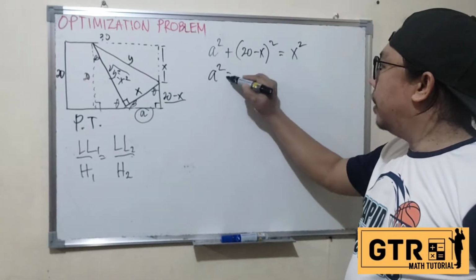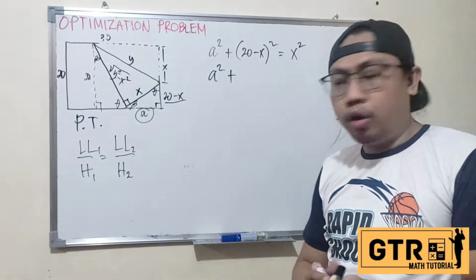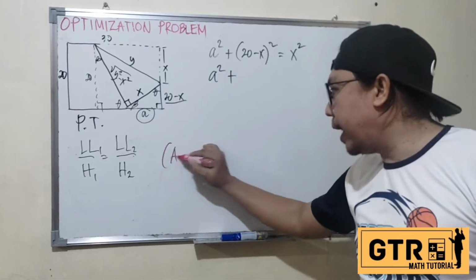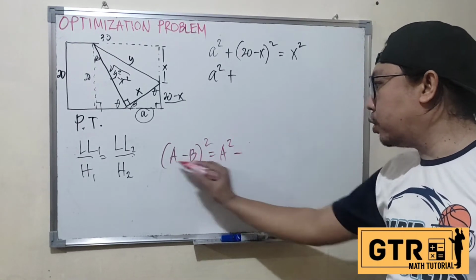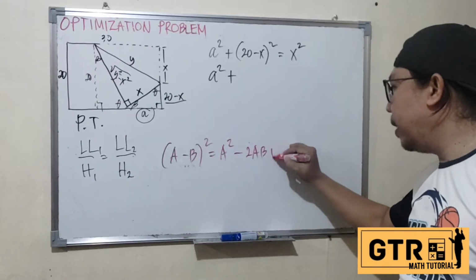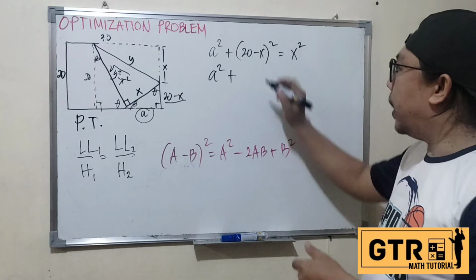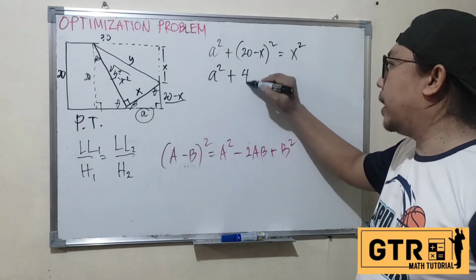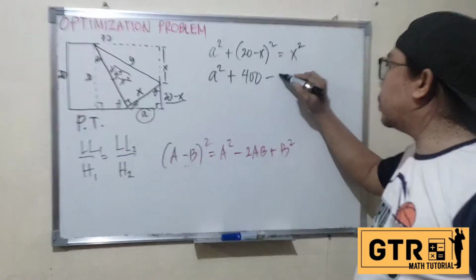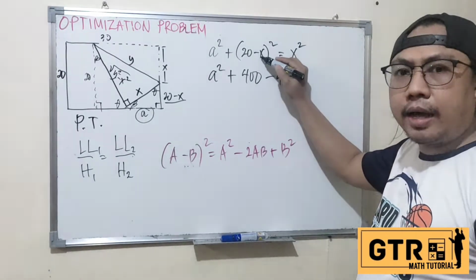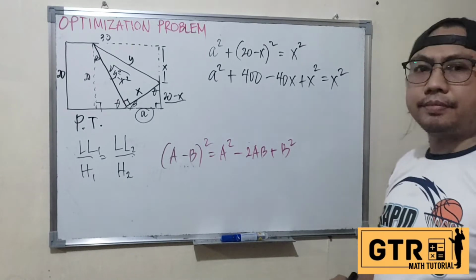So we just apply the square of binomial formula. We have the square of a binomial, a minus b squared, that's equal to a squared minus twice the product, 2ab, plus the square of b squared. Okay, so apply that. We have 20 times 20, so that is 400, minus 20x times 2, so that is 40x, and then square the second term, we have plus x squared equals x squared.